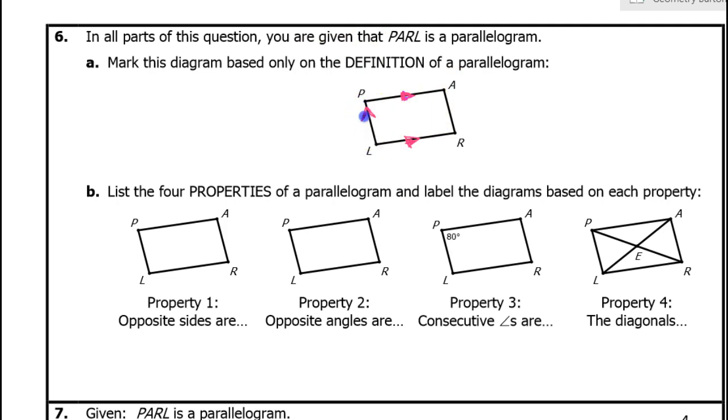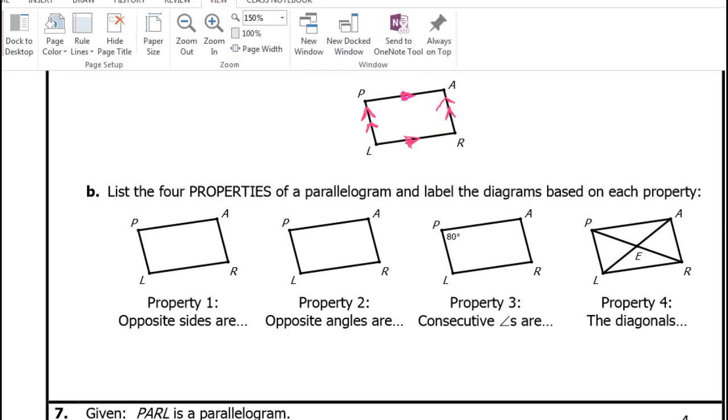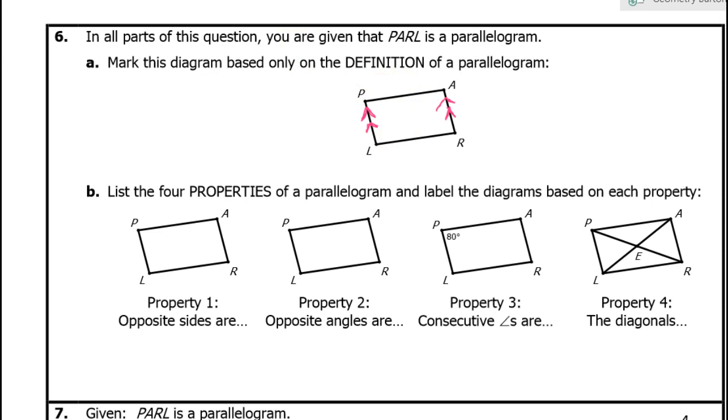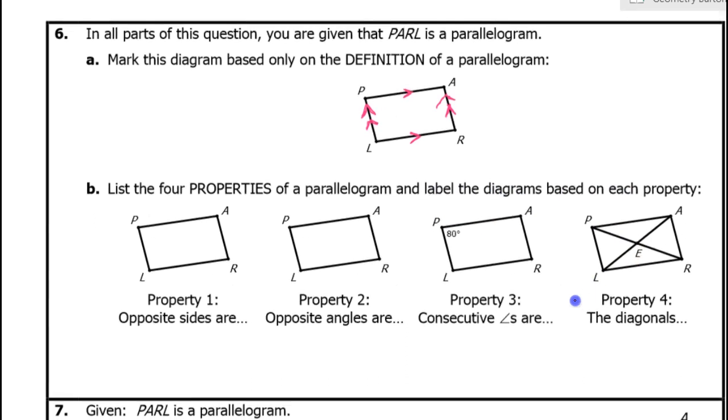Also these are parallel. And so I'll put 2 marks on these to show that these are parallel. All right, I'll double mark it. Okay, I'm not happy with the way I did the first one. All right, there we go. Opposite sides are parallel. Now, list the 4 properties of a parallelogram and label the diagram based on each property.